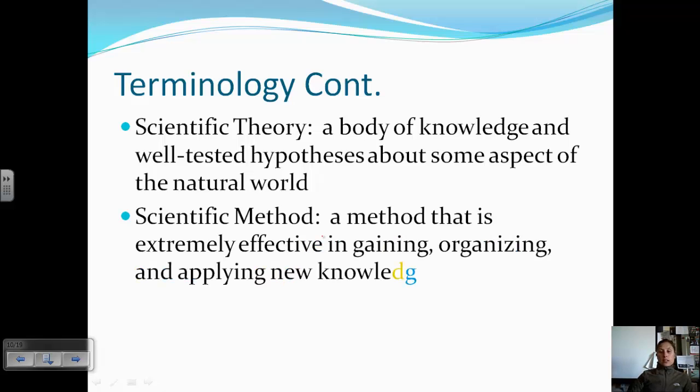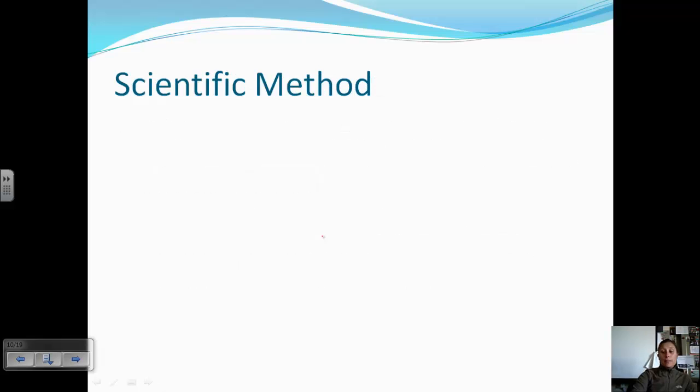To get all of these facts and this data collection going, we have to employ the scientific method. This is a method that is extremely effective in gaining, organizing, and applying new knowledge. In fact, you probably use the scientific method all the time in your daily life. You just don't stop for a minute and say, hey, I'm using the scientific method. But if your car doesn't start, or some random issue like that comes up, you probably are employing the scientific method in order to solve that problem.